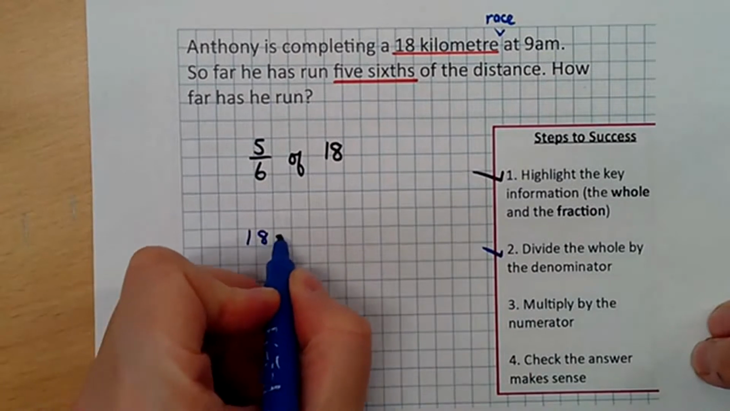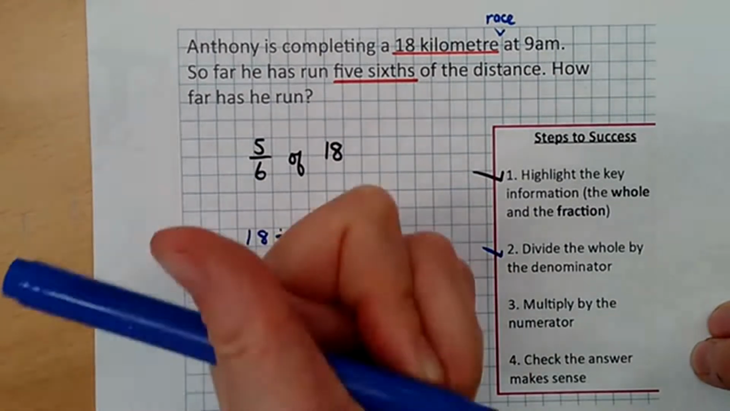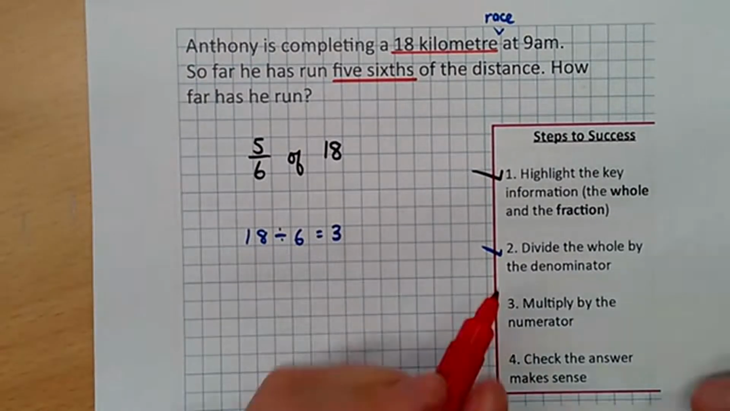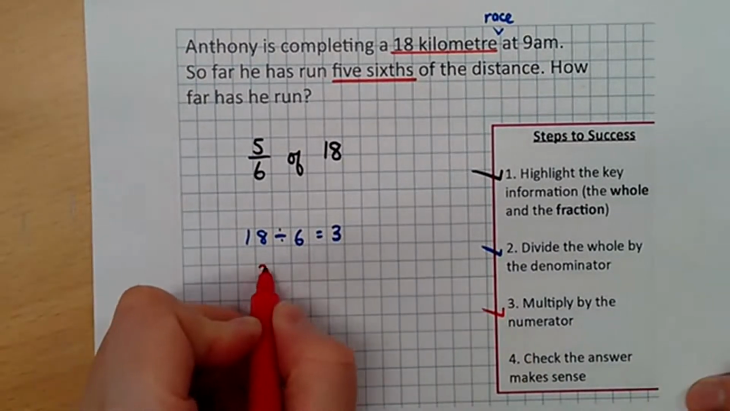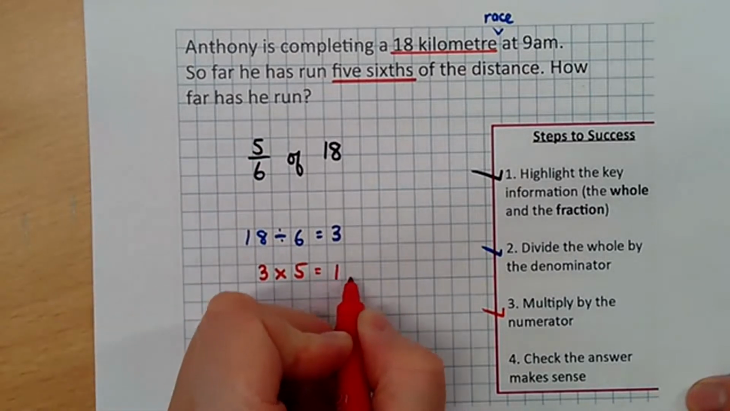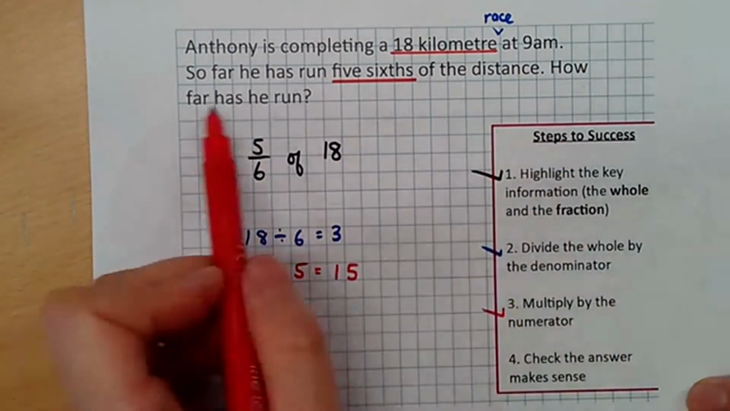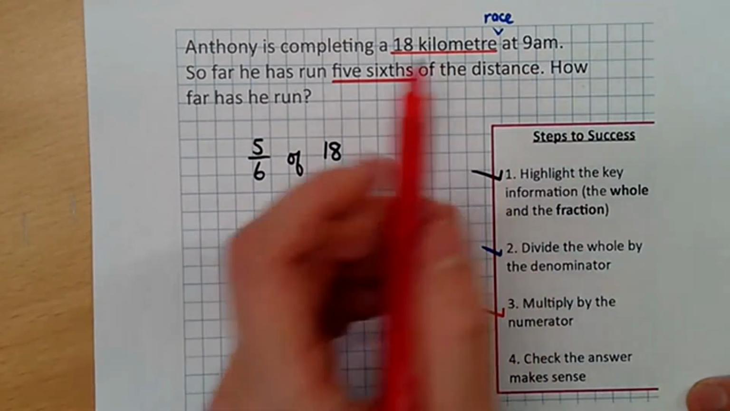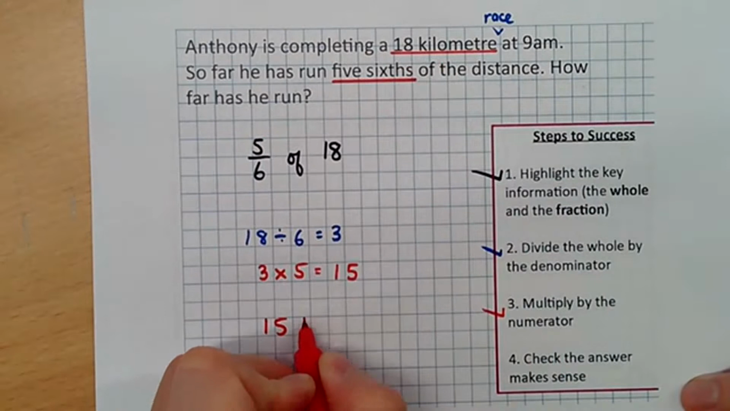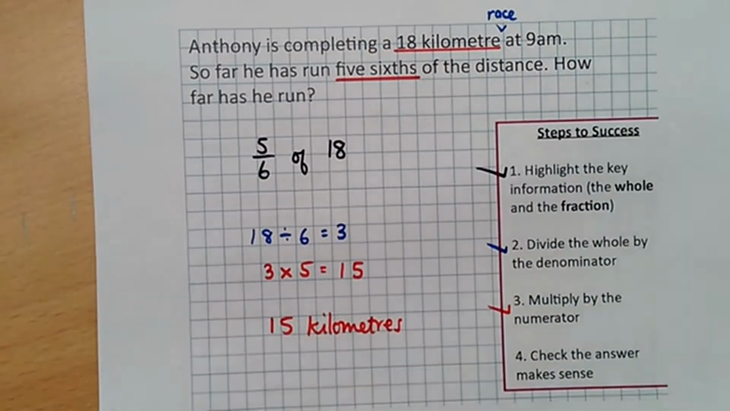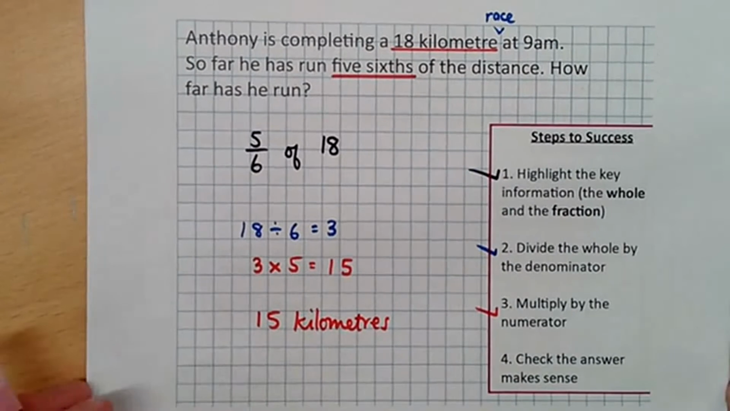Okay. Number one, divide the whole number by the denominator. So 18 divided by 6 equals 3. Next, multiply this answer by the numerator. So 3 multiplied by 5 equals 15. How far has he run? Now it says 15, but I need to make sure that it makes sense. So actually the answer is 15 kilometers. Must remember to put my unit of measurement. Great. Okay, let's see.